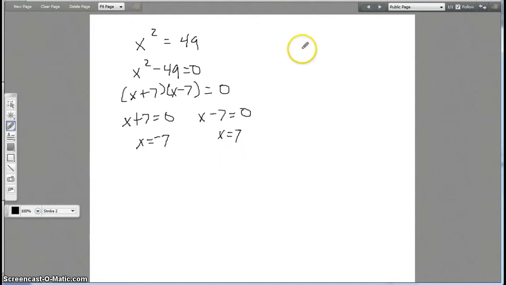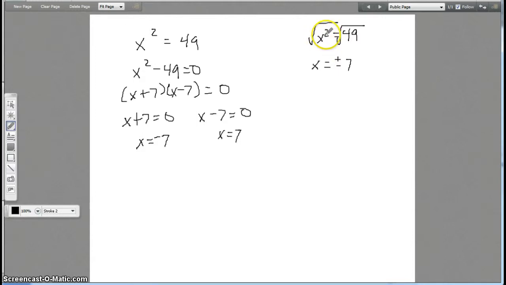Now, using the square root method, we're going to start with x squared equals 49. And what we're going to do now is just take the square root of both sides. So the square root of x squared is x. The square root of 49 is going to be a plus or minus 7. And the reason why we need to do this plus or minus is because we had an x squared over here. And when you square a number, it doesn't matter whether your number that you started with was positive or negative, you're going to end up with a positive square.